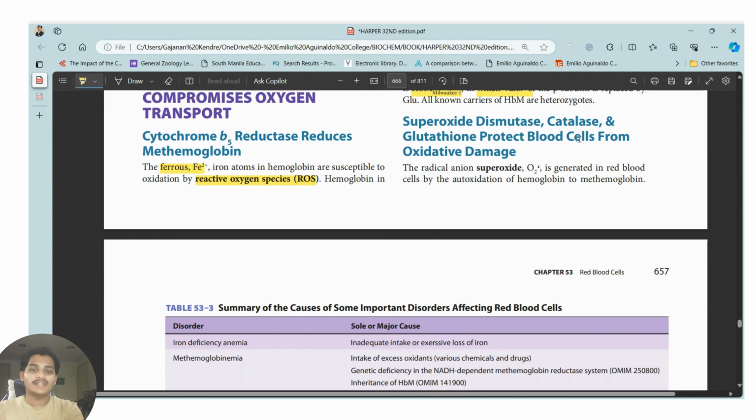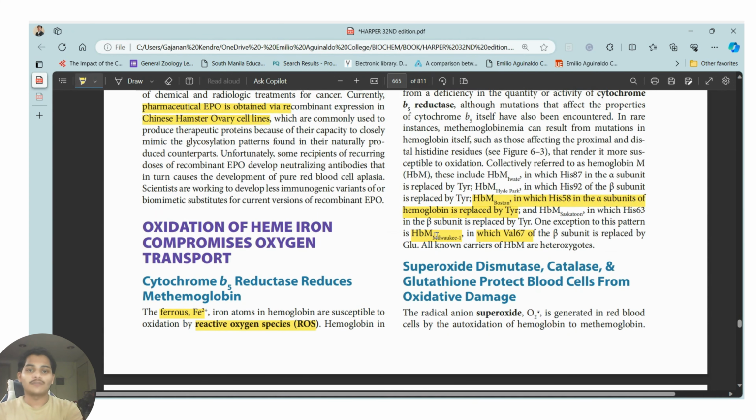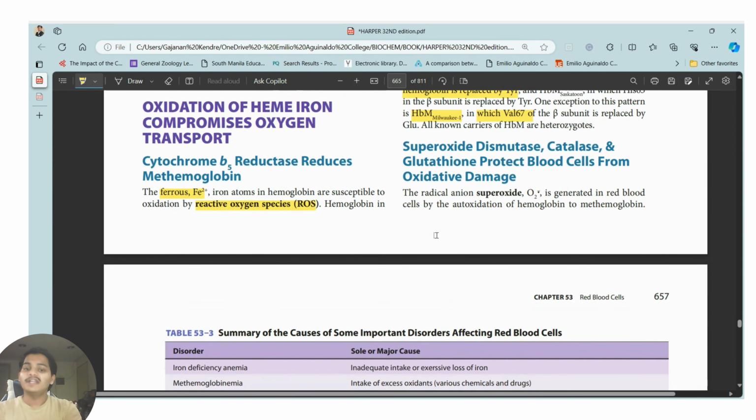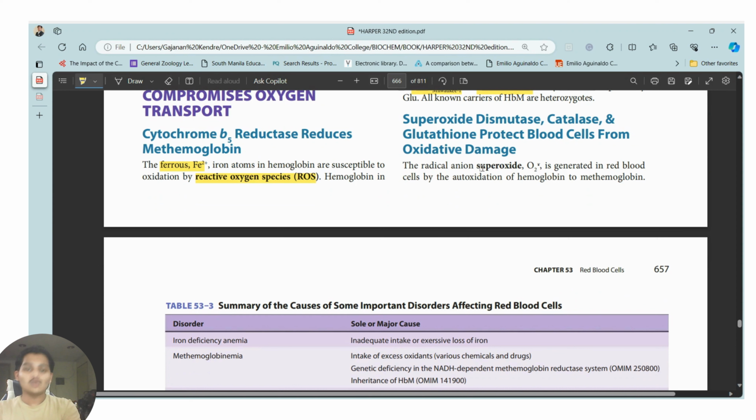Then superoxide dismutase, catalase, and glutathione protect the RBCs from oxidative damage. Certainly, this is the process of oxidation that we saw. Now we need some antioxidants in our body; superoxide dismutase, glutathione, and catalase act as the major antioxidants of our bodies, which counter the oxidation process and save our RBCs from destruction. Superoxide, that is O2 in its reduced form, is generated from the auto-oxidation of hemoglobin to methemoglobin, which means when hemoglobin is converted to methemoglobin, it forms a molecule of superoxide.